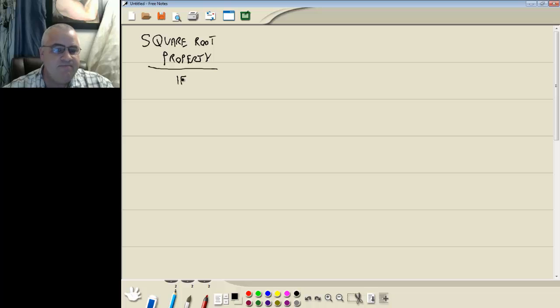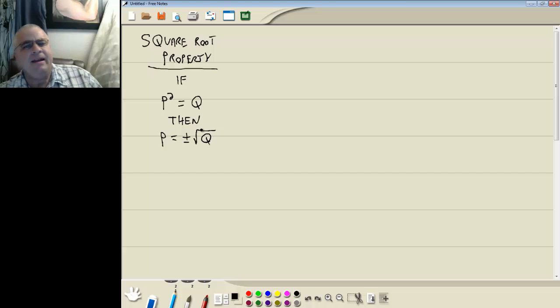Square root property. The square root property says if you got something squared equal to something else, then you're going to drop the squared and you put a plus or minus square root around the other side. Now that's pretty vague, but it really is meant to be that vague. You could have a single variable, a binomial, a trinomial, you could have anything, just as long as it's something squared equal to something else.